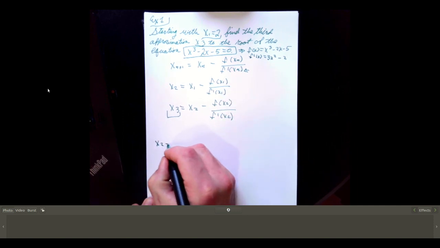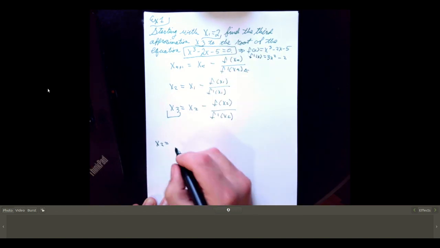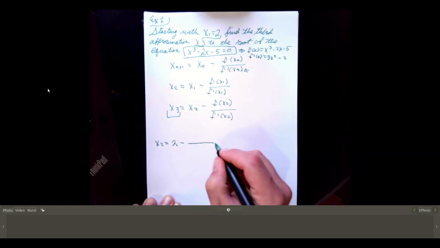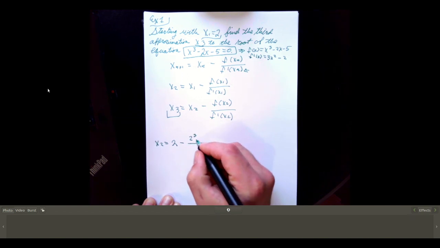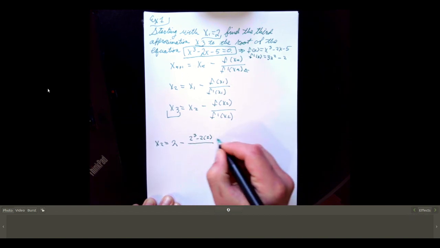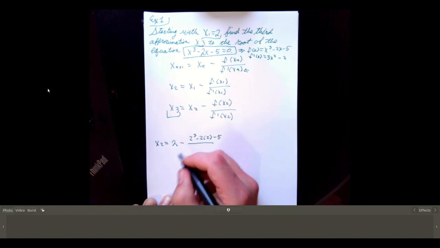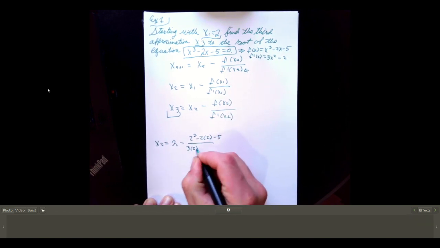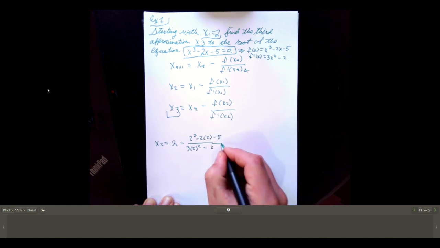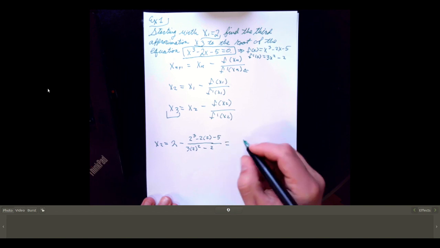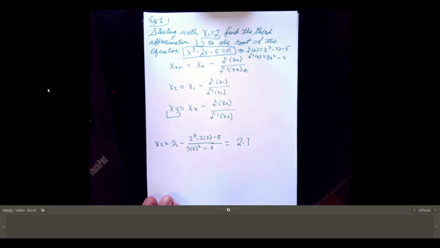We know x2 is going to be equal to x1, which is 2, minus f of x1. That would give us 2 cubed minus 2 times 2 minus 5, all divided by f prime of 2, 3 times 2 squared minus 2. Once the smoke clears, that is going to be equal to 2.1.